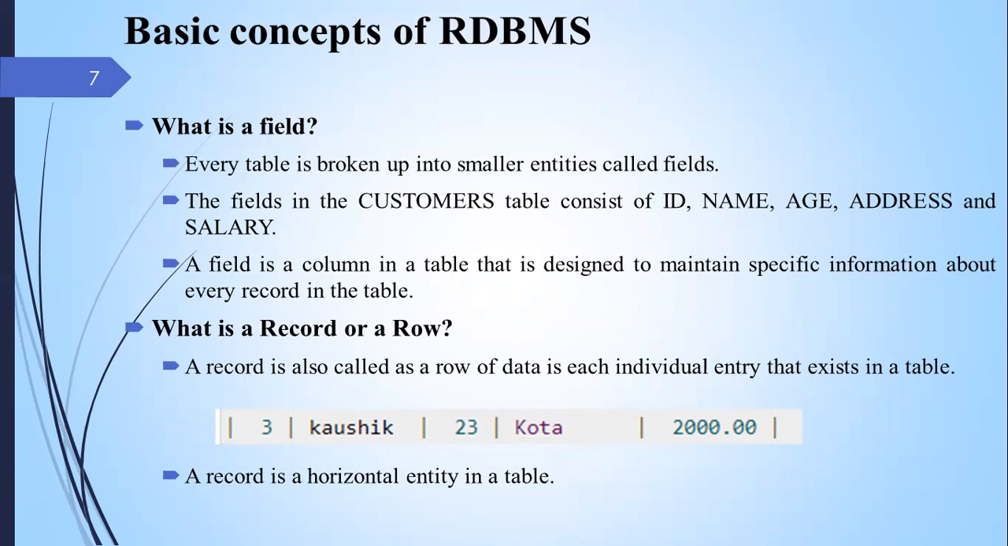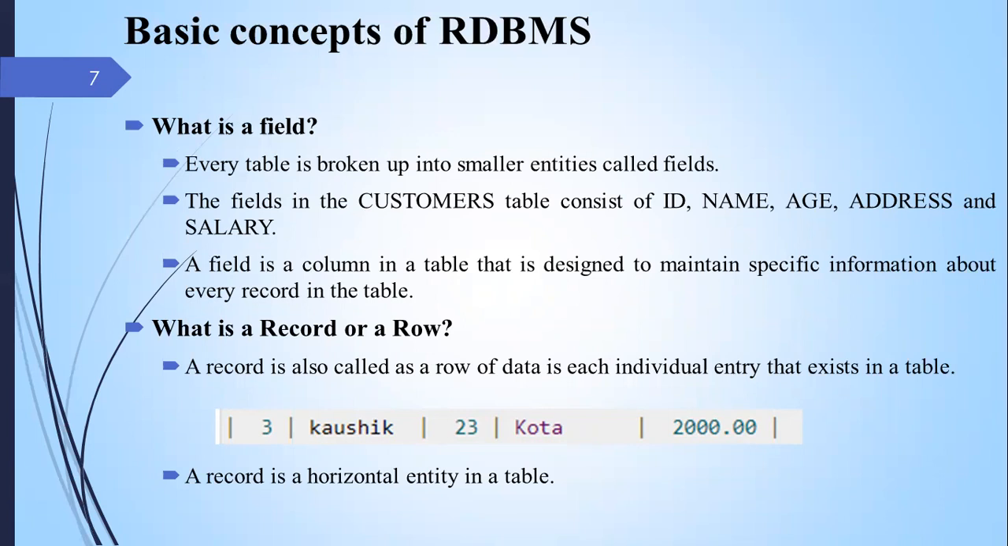The fields in the customers table. In the above table, we can say that the customer table consists of ID, name, age, address, and salary. A field is a column in a table that is designed to maintain specific information about every record in the table. It is called a field. What is a record? We have already seen the definition of record. A row is called a record.